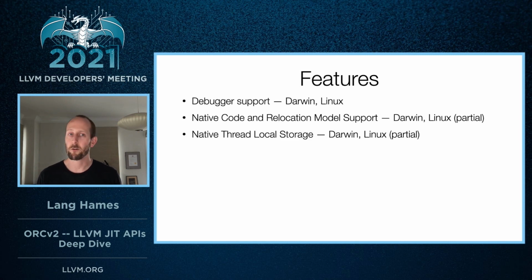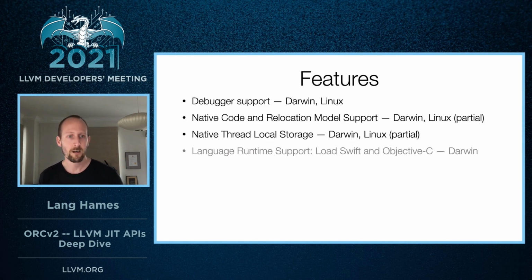Similarly, we now have support for native thread local storage on Darwin, and we have partial support on Linux. So on x86 Linux, we support the ELF General Dynamic TLS model, but not the other TLS models yet. We also have language runtime support on Darwin, so we can now load Objective-C and Swift code into the JIT. This requires special support because those languages embed metadata for their respective runtimes into the object file, and that's loaded by the system loader. We can now emulate that process, and that's how we're able to load up objects for Swift and Objective-C under the JIT.